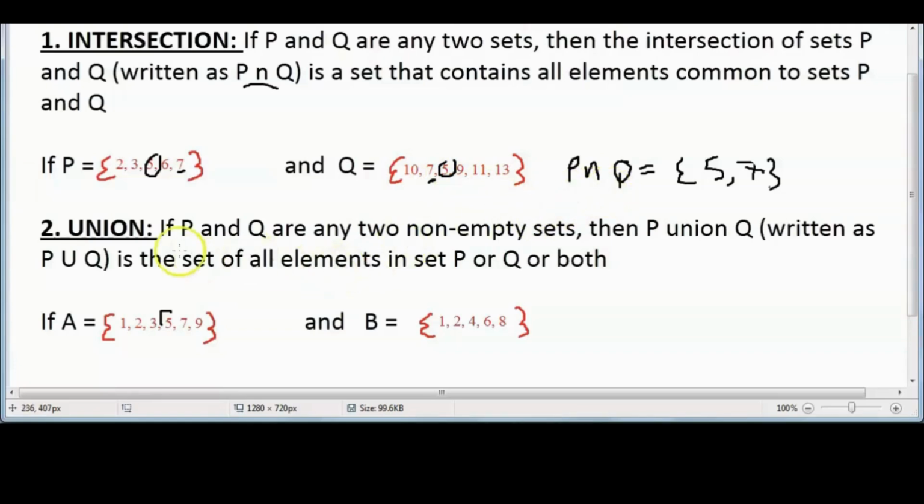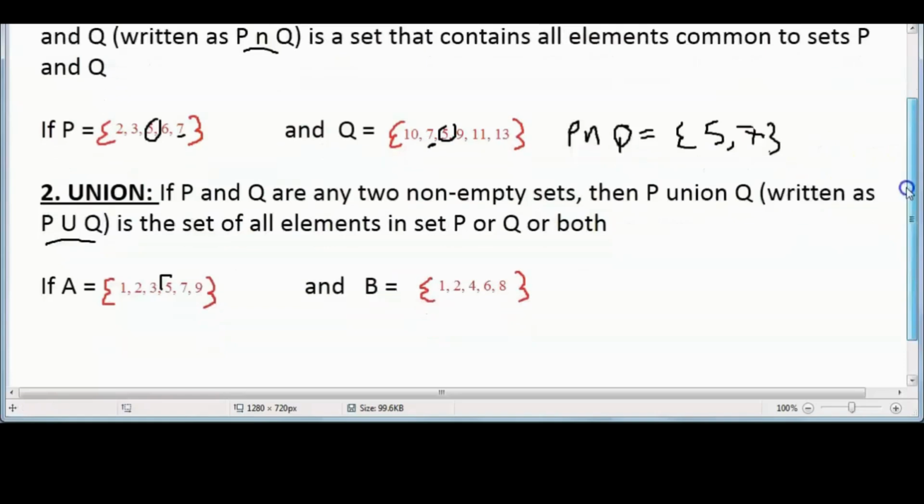Union. If P and Q are any two non-empty sets, then P union Q, which is written as this, is the set of all elements in set P or Q or both. This is like combining all the elements of the two sets, whether common or not.